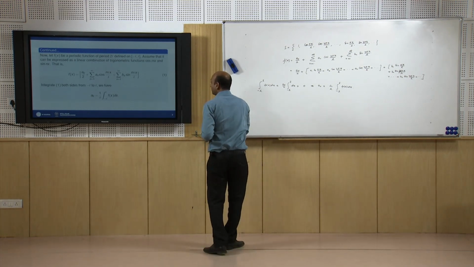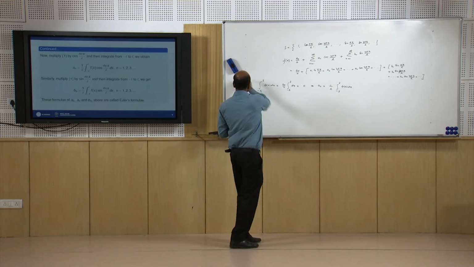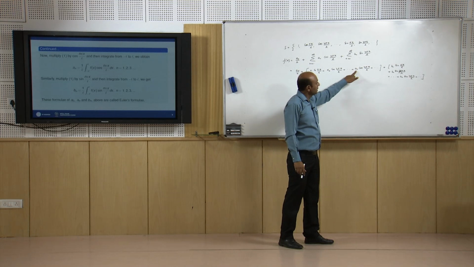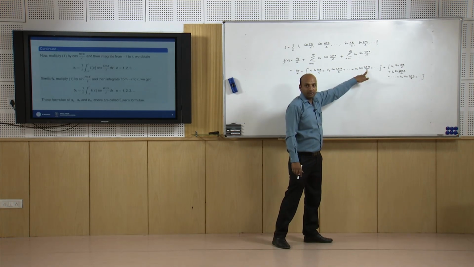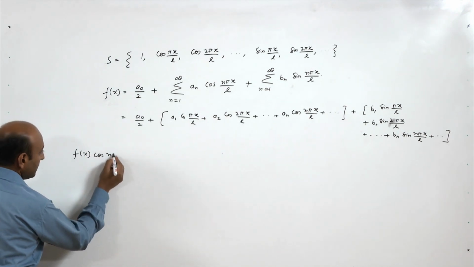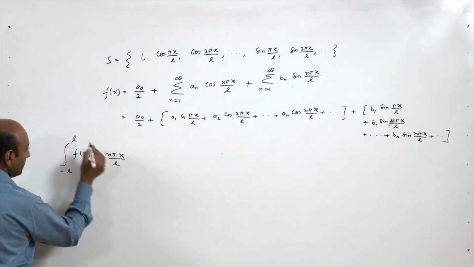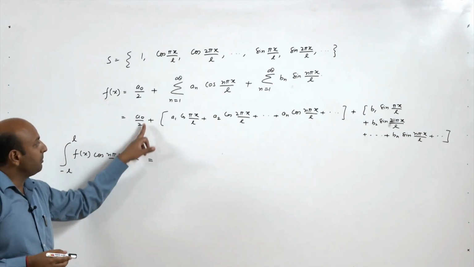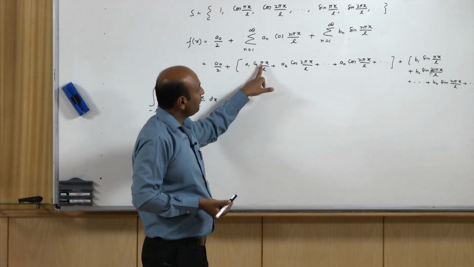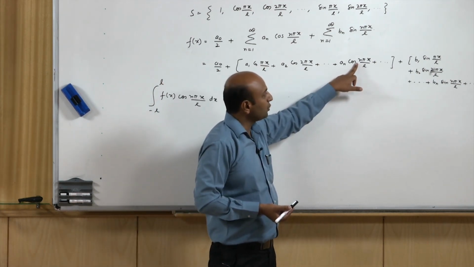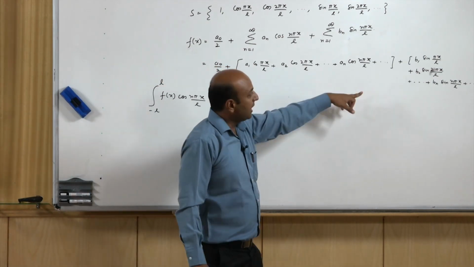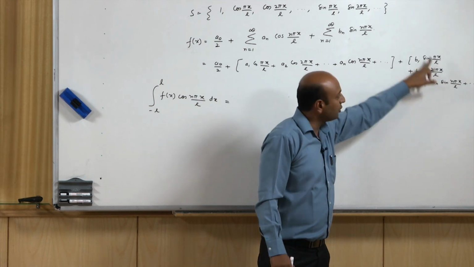Okay. Now, suppose we want to compute a n, where n may be 1, 2, 3 and so on. You multiply both sides by cos n pi x by L. So, it is f x into cos n pi x by L integrated from minus L to plus L dx, equal to, now here, the integral of cos m pi x by L is 0 for any m. The product cos into cos is not equal to 0 only when m equals n, and in all other cases it will be 0. And cos and sin multiplied is always 0 for any m and n.